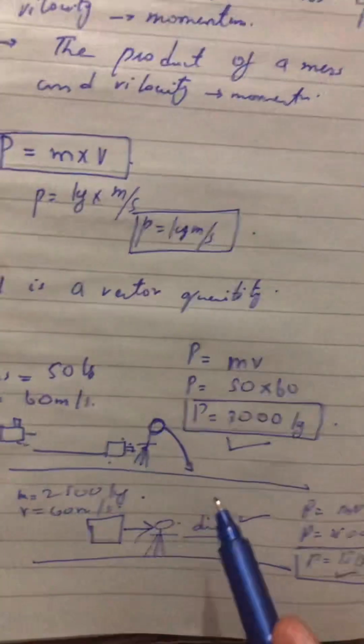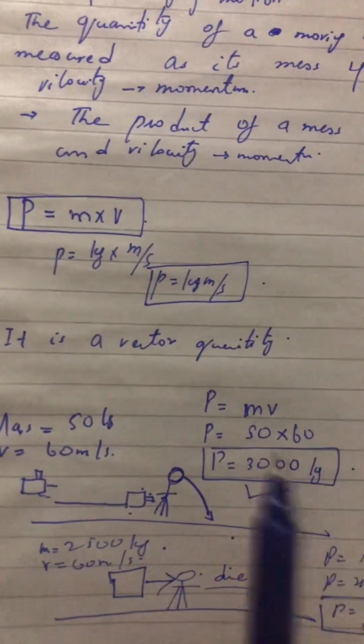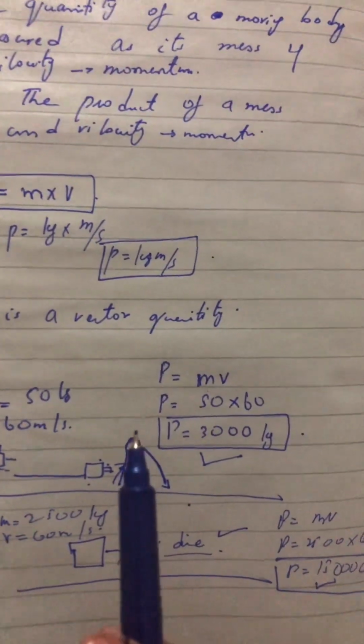So we can say that momentum is a vector quantity, the product of the mass and velocity.